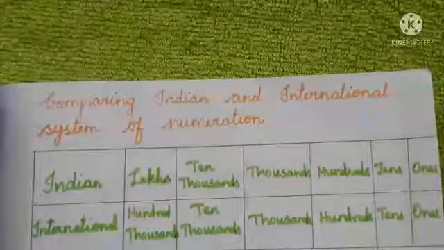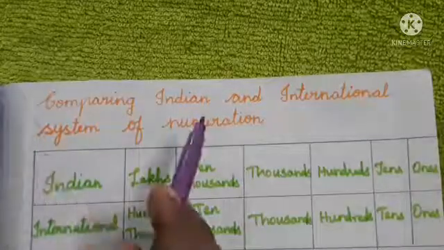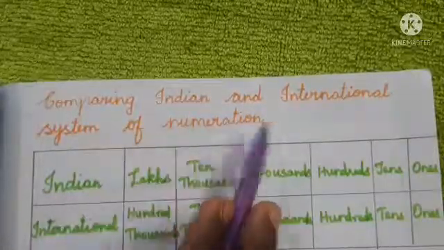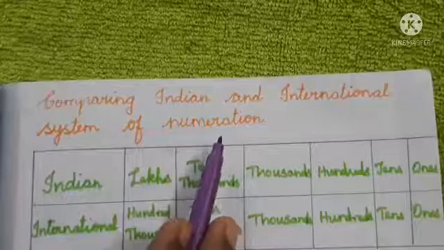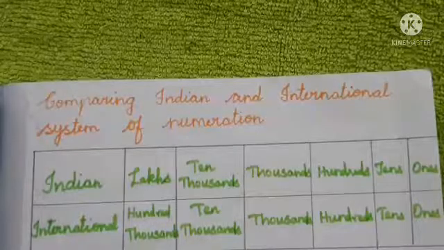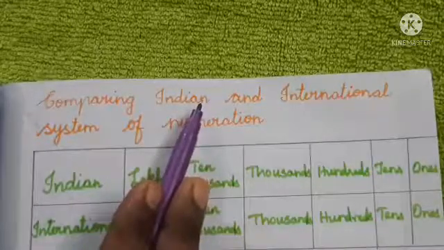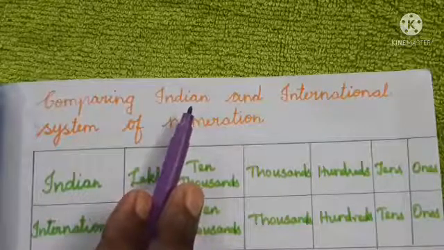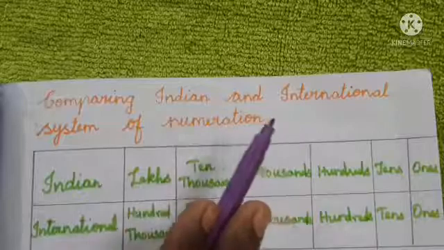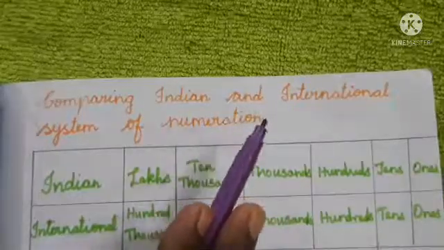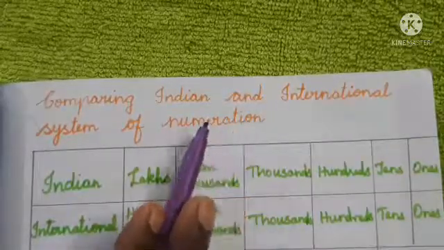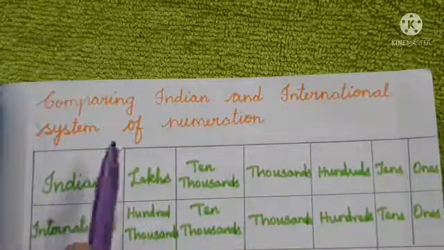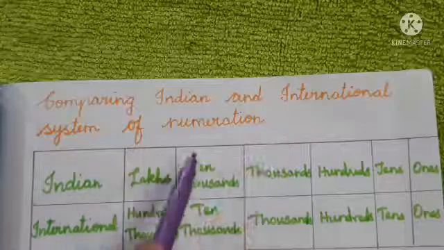So next we have comparing Indian and international system of numeration. Here we have learned about the Indian system, isn't it? We know how to write in the Indian system, number name as well as numerals. Likewise in the international system, now we are able to write the numeral form as well as the number name form. So here now we are going to compare the Indian and international system of numeration.